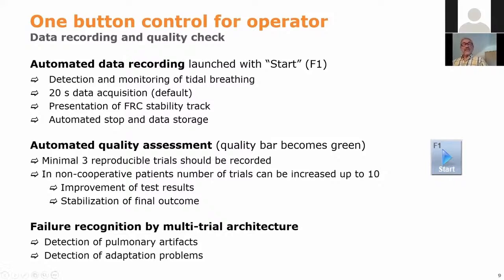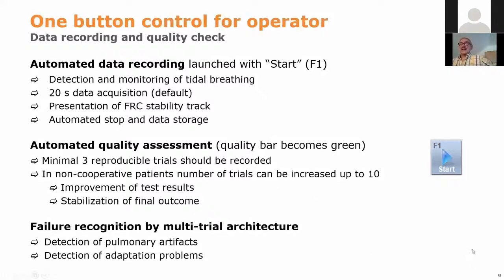And we have, for the first time, a multi-trial architecture. And with this multi-trial architecture, we can discover pulmonary artifacts, and we can also discover artifacts which are related to the adaptation of the patient. That means it's not only that we record at high quality, we can differentiate artifacts of the pulmonary system, but also of the adaptation.